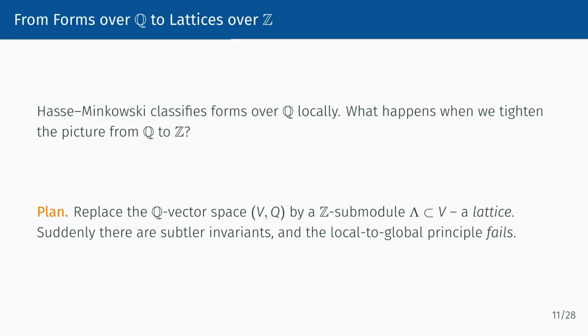All right, so Hasse-Minkowski classifies forms over Q by looking at them locally at every prime. But what if we change this picture from Q to Z? So instead of looking at vector spaces, we're looking at some lattices inside these vector spaces. So really abelian groups or Z-modules. For lattices, this local-to-global principle that the Hasse-Minkowski theorem gives us no longer holds. So this principle fails.